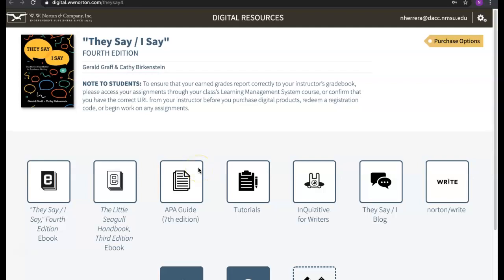Hi class, in this video I am going to go over summarizing, and I'm particularly going to address chapter 2, which is called The Art of Summarizing, and then I'm also going to go over the summarizing and response module in our course. So the first thing we want to do is obviously go to the chapter.